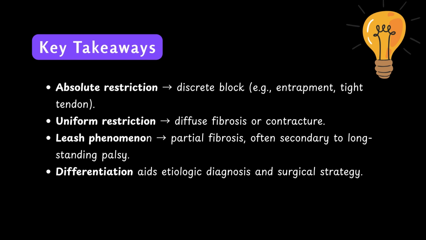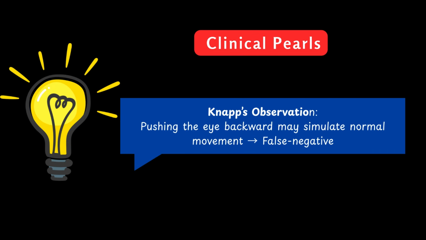So to summarize the types of resistance, we have an absolute resistance where you have a sudden rigid stop. Then you have uniform, in which there's a gradual rise in the resistance. And then there is a leash effect where there is a free start and then there is tightness towards the end of the movement. When performing the forced duction test for the recti, remember they run anteriorly and insert near the limbus, so don't push the globe backward into the orbit. NAPS specifically emphasizes that excessive retropulsion can create a false negative result.